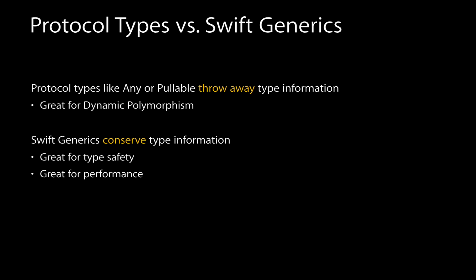Now, there's nothing wrong with erasing type information when what you want is dynamic polymorphism. So you want to make a collection of objects that are all different types of objects. And that has to be dynamic at runtime. Great, use type erasure. But when you don't need dynamic polymorphism, there are some pretty compelling upsides to conserving type information.